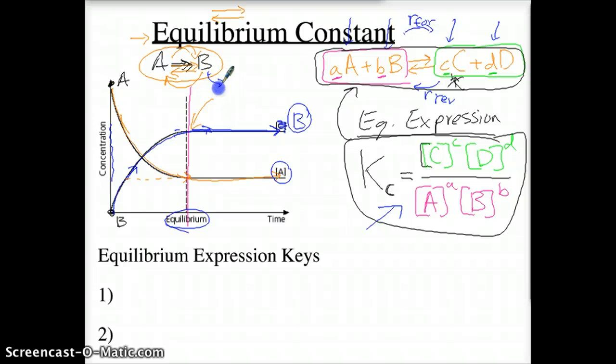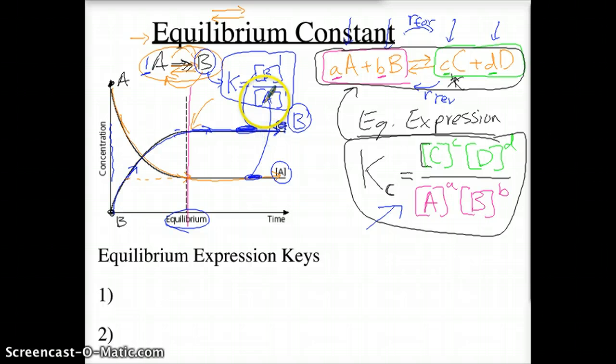Because for this reaction, K would be equal to the concentration of the products, B, to the power of 1, because there's no coefficient, divided by the concentration of A to the power of 1. So what's cool about this is if we know this concentration of B and this concentration of A, we could plug those in and figure out what K is.